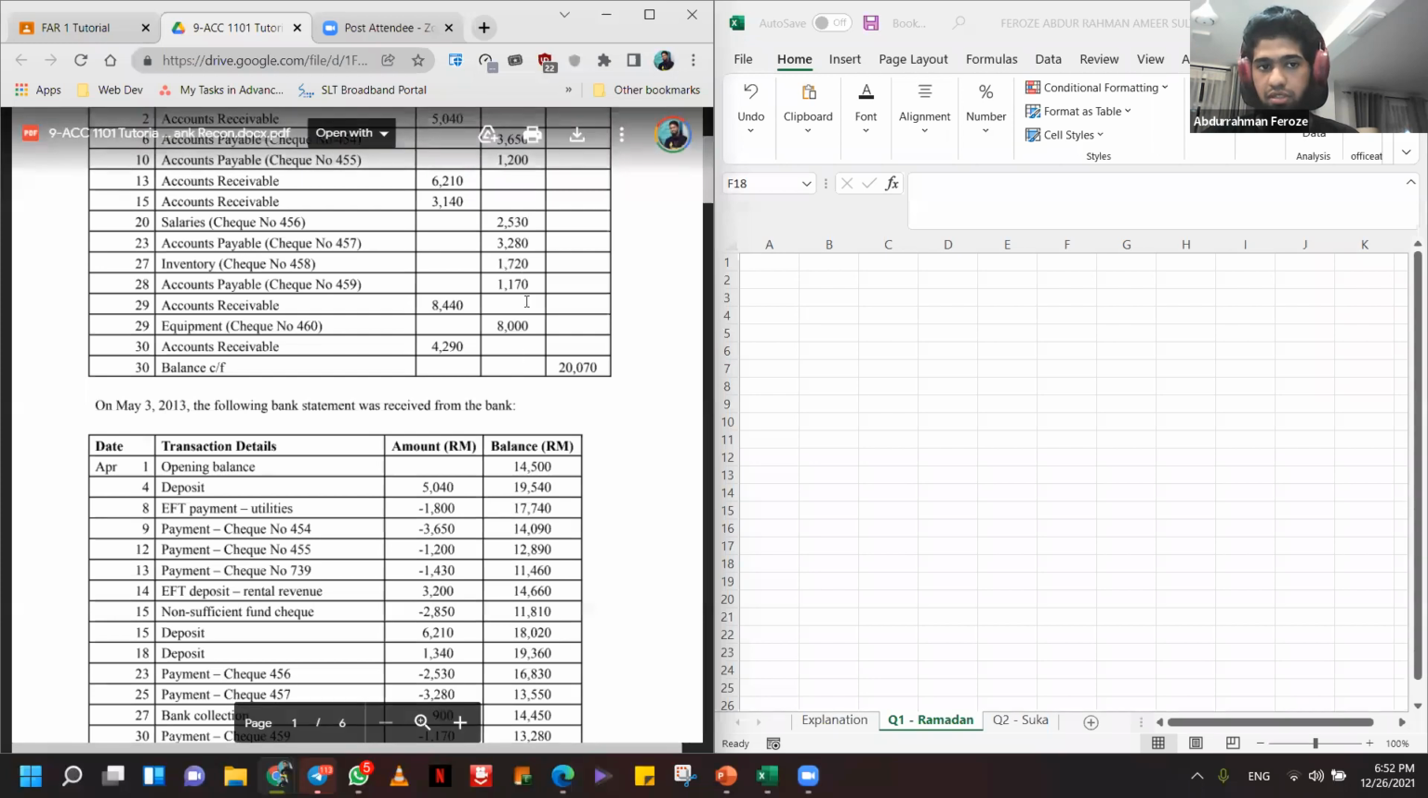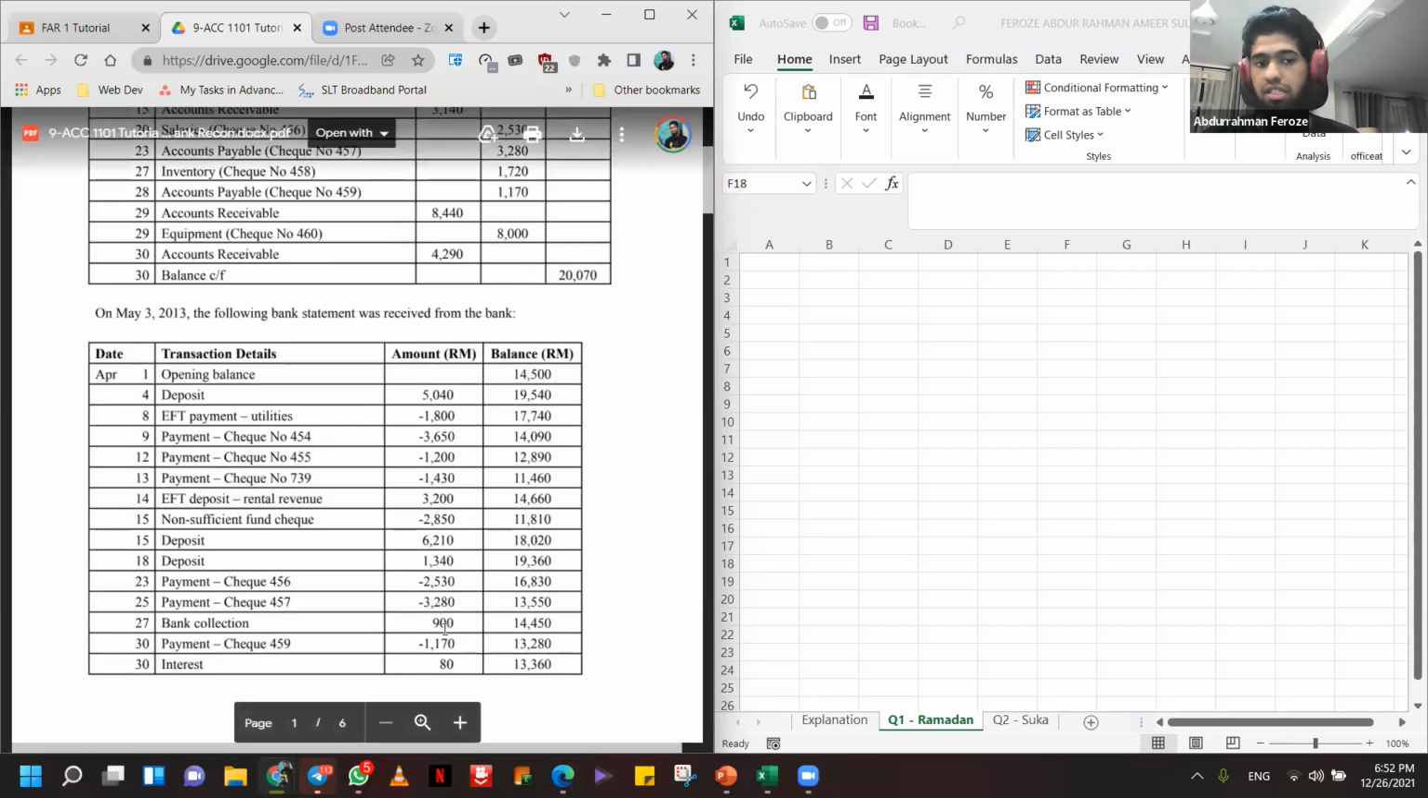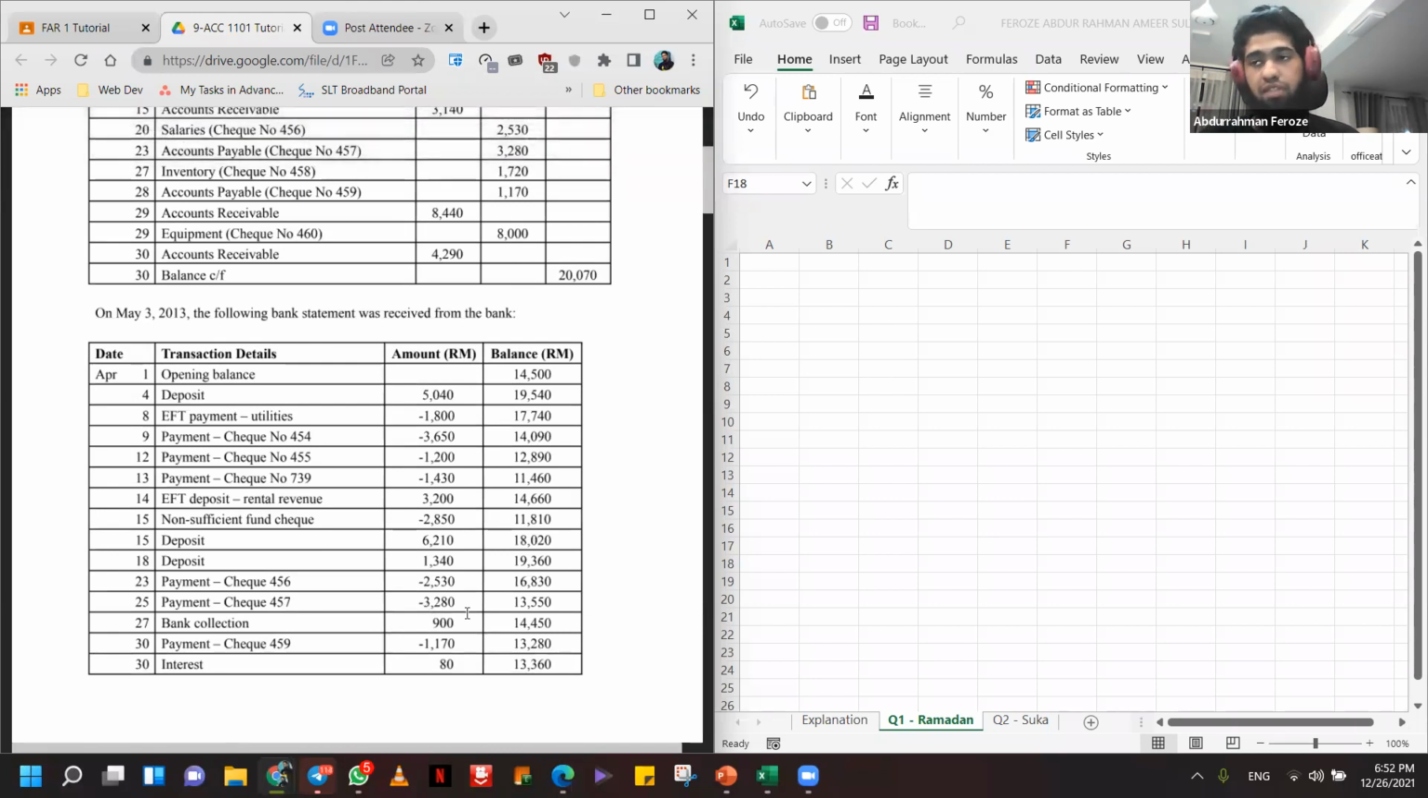So these two payments, 1,720 and 8,000, you will not see here because the company has given the check to the bank, but outstanding means it has not yet been paid by the bank, and so that amount has not been deducted on the bank statement yet. Is that clear? Yeah, thank you. All right.